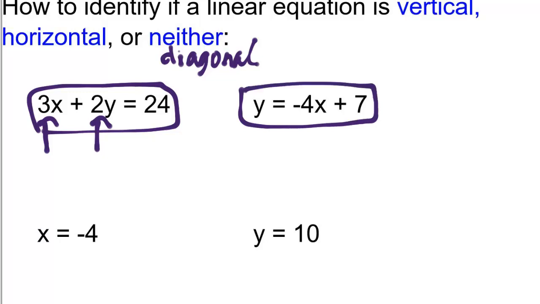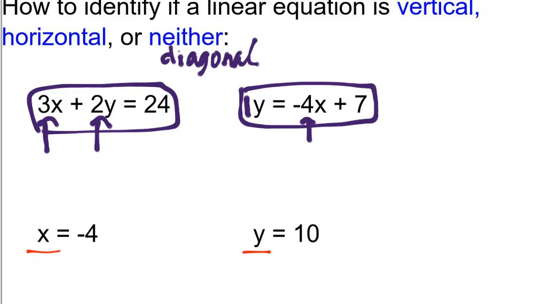This next example here has two variables. The coefficient of y is actually a 1. It's not a 0. And this one is a -4. So non-zero coefficients. This one is also diagonal. The next two down, you see they have only one variable each. One has an x, one has a y.